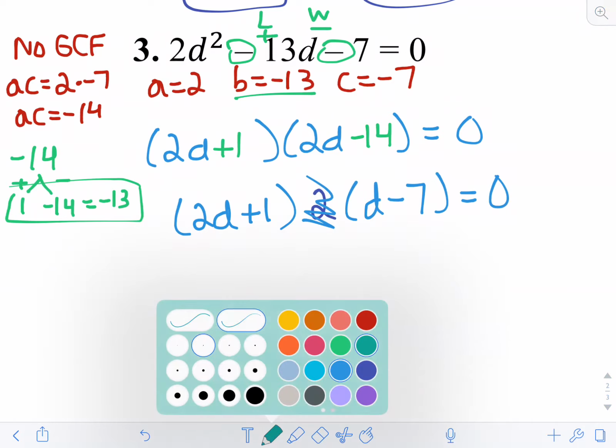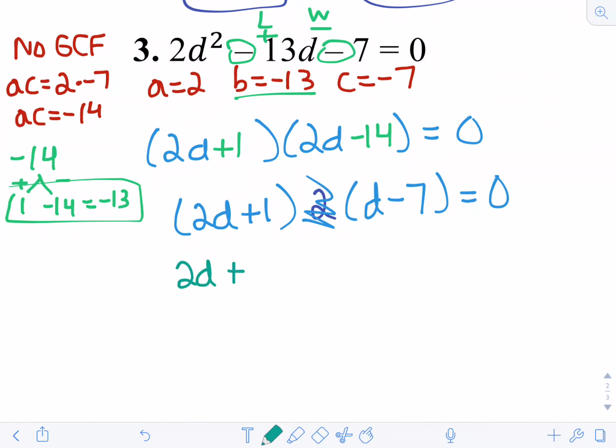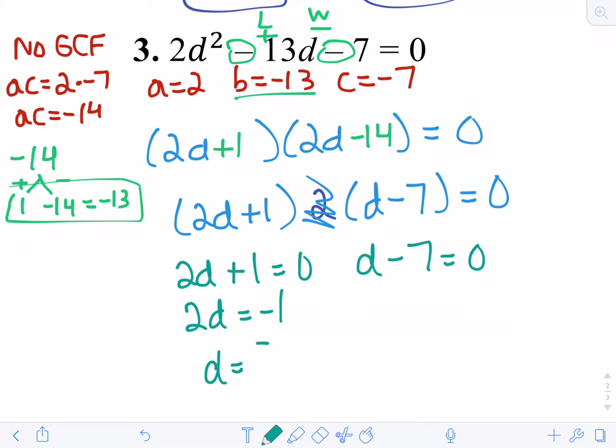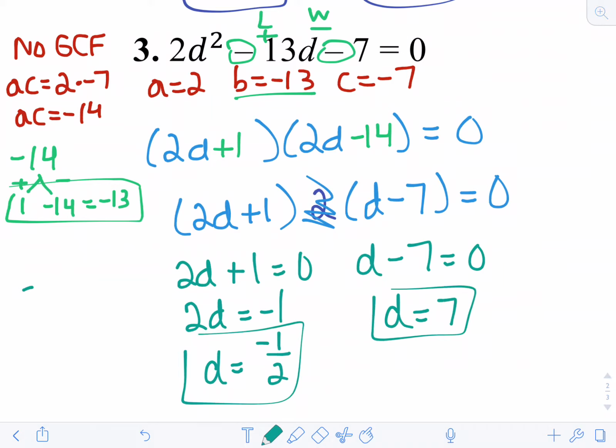So what we're going to do next is we're going to set each of these equal to 0. So 2D plus 1 equals 0. D minus 7 equals 0. So here, 2D would equal negative 1. So D is equal to negative 1/2. And here, D is just equal to 7. So these are your answers. You just have to rewrite it in fancy bracket form. So negative 1/2, comma 7.